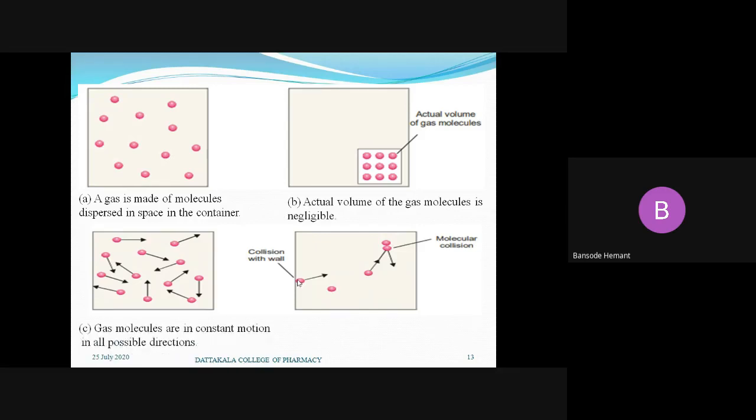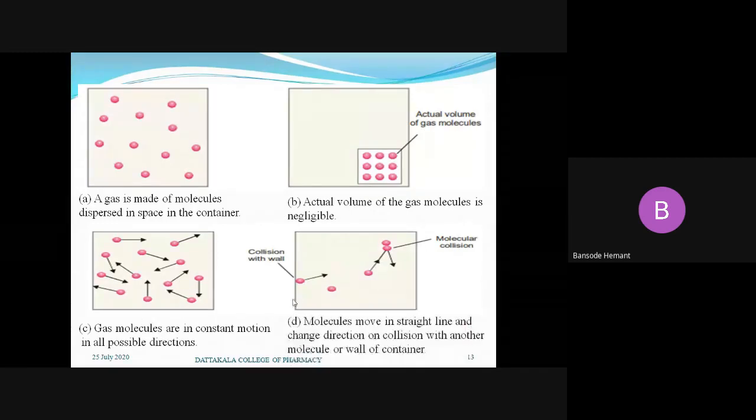That is by the kinetic molecular theory of gas. Let us see. The gas molecules are in constant motion in all possible directions. This is the assumption of the kinetic molecular theory. In that assumption, what we have said is that the molecules move in a straight line. All the molecules in the gas show straight line motion, and the direction changes on collision with other molecules. Let us see, when the collision takes place with another molecule, what happens? The straight line direction gets changed. And when there is a collision with the wall of the container also, the direction changes.